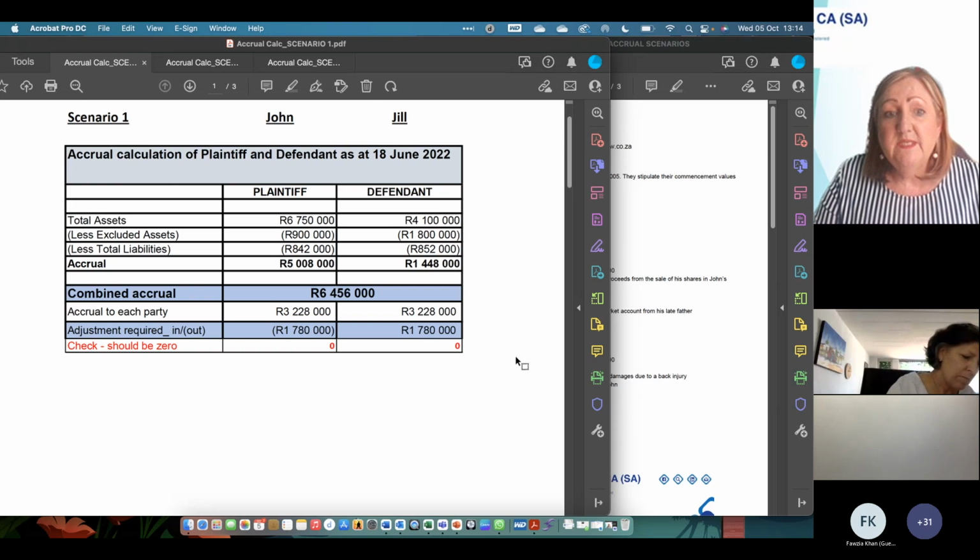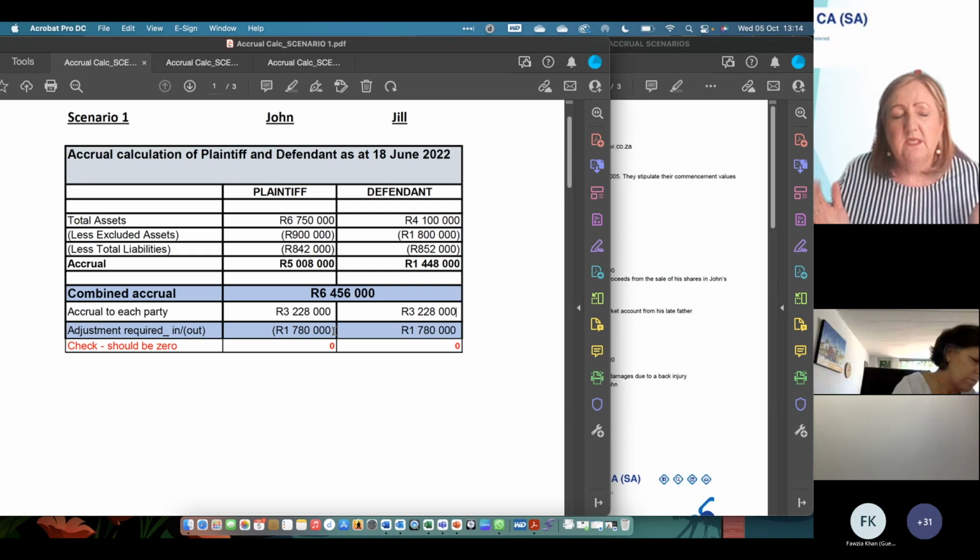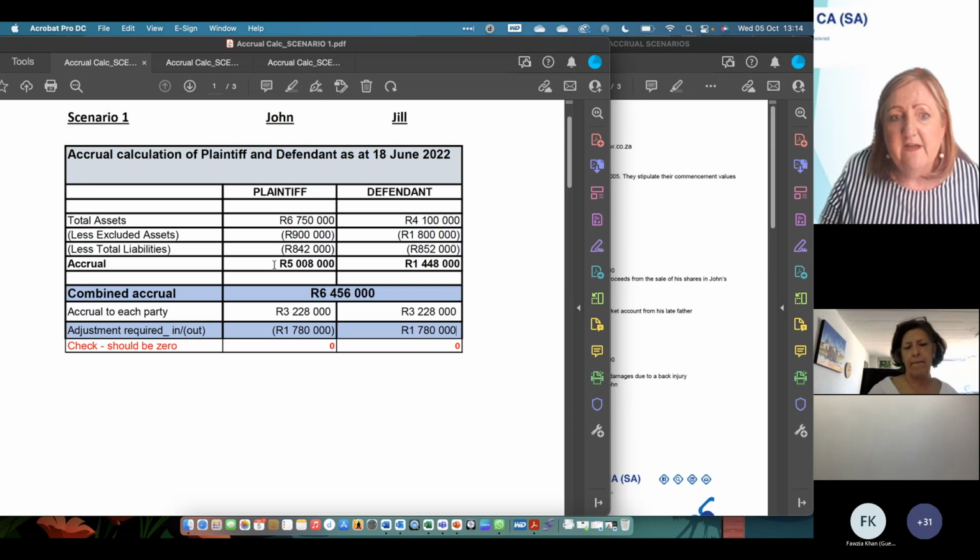Okay, so how do we split this now? There's an adjustment required. If it's in brackets, it means that person must pay. If it's a positive, it means that person is receiving the money. So John must have an accrual of 3.28 million, but at the moment he's got an accrual of 5 million, hence we deduct 1.7 million off so that he will have an accrual of 3.2. So it's the 5 million minus the 3.2 that gives you the 1.7 million.